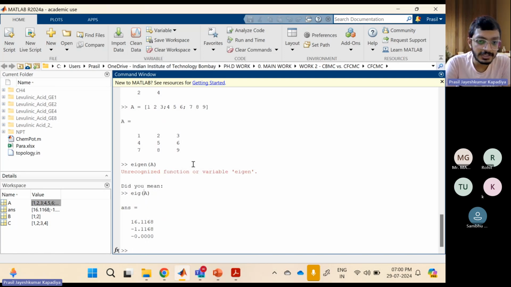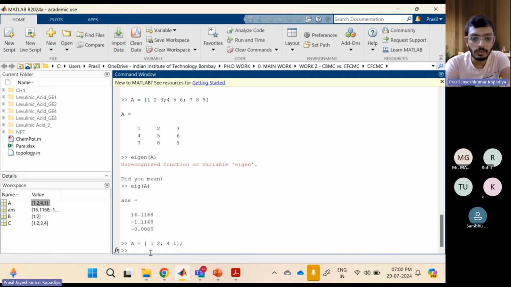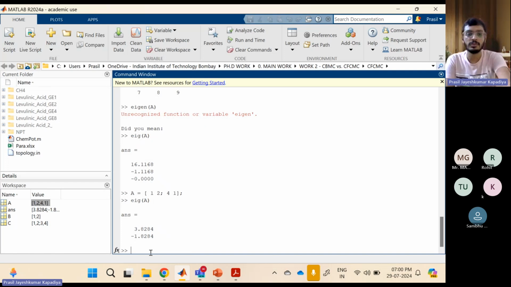So it is a 3 cross 3 matrix. I will be having three eigenvalues. Let's say I am having a 2 cross 2 matrix, 1, 2; 4, 1. And let's say I want to find the eigenvalues of A. So I will be having two eigenvalues. Okay, is this clear, everyone?